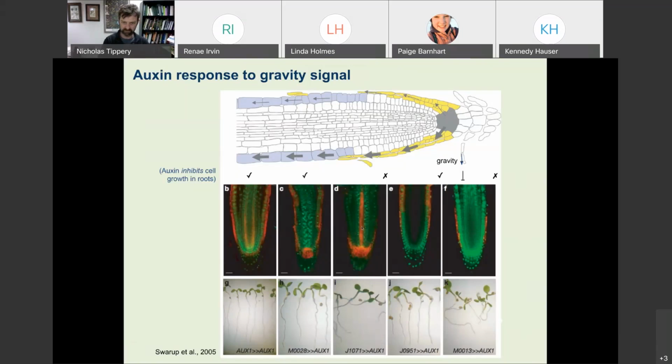A couple of examples here of a few different mutants being able to sense up and down. A couple of these, this one, and I and K here, are mutated in a way that makes it hard for them to know which way is up. So this gets at, again, the genes responsible for sensing the auxin signal in the first place.